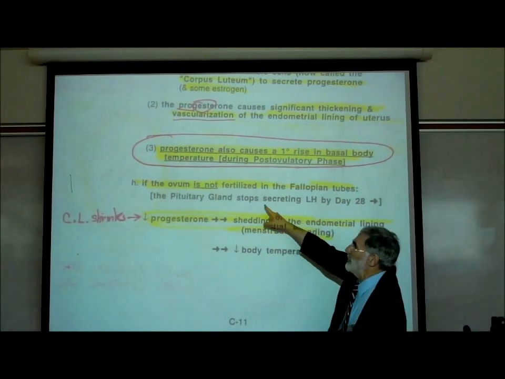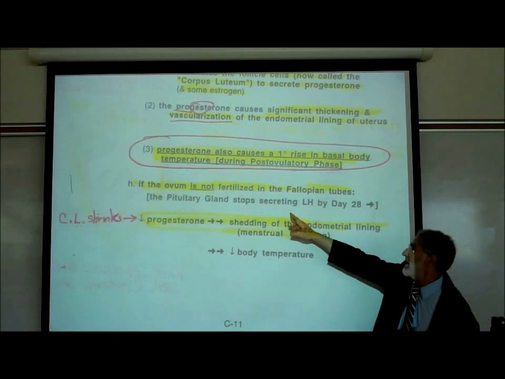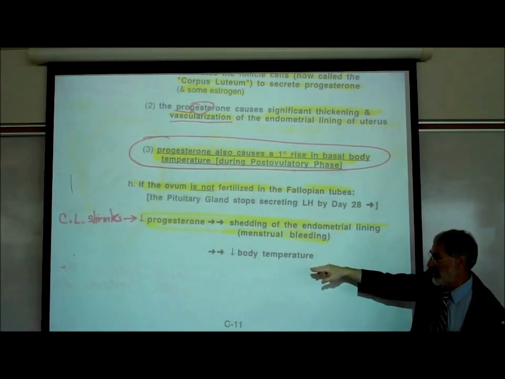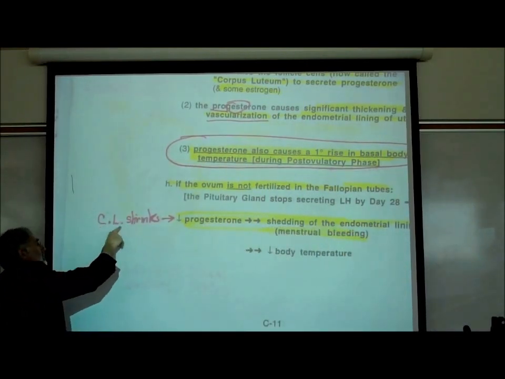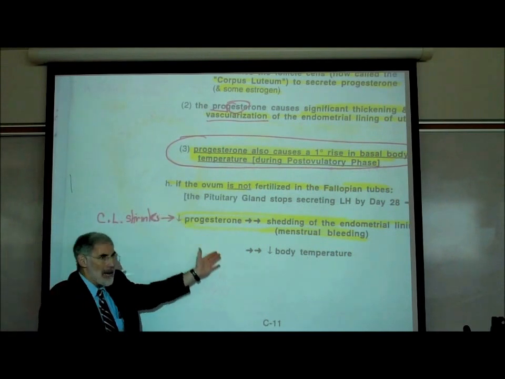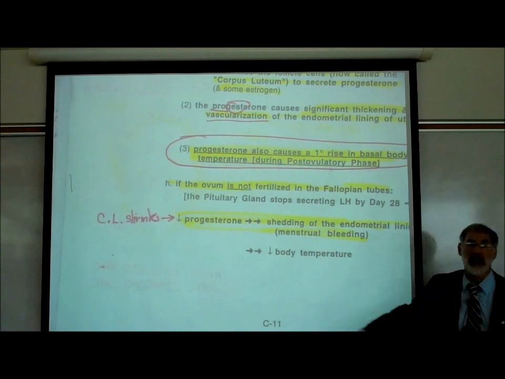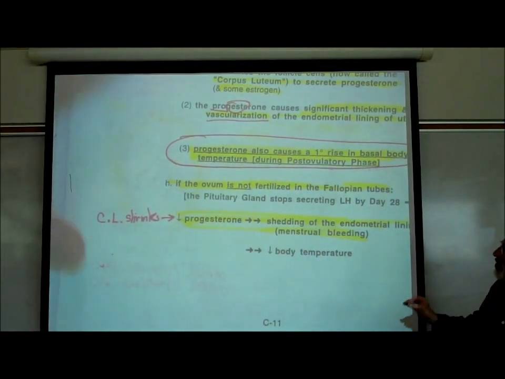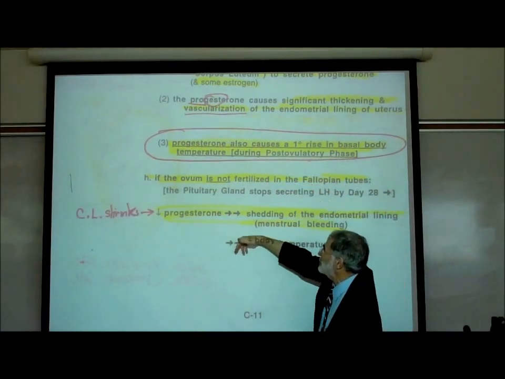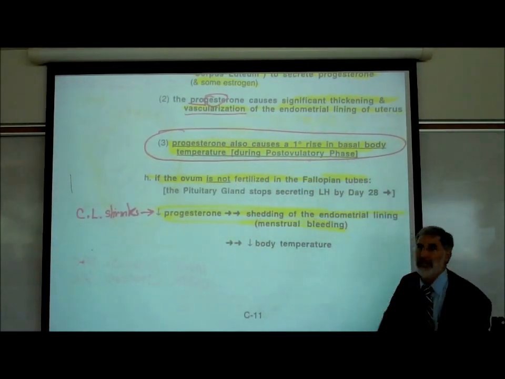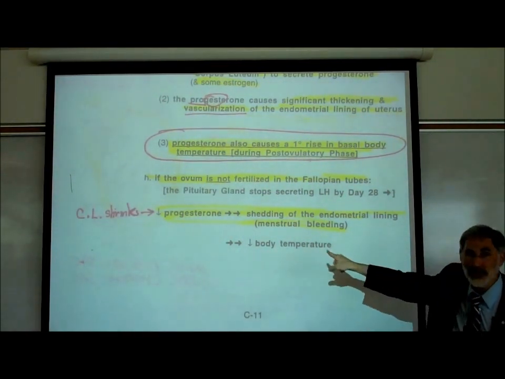if an egg is not fertilized, the woman didn't get pregnant. The pituitary gland stops secreting LH by around day 28. I added right here, the CL, the corpus luteum, shrinks, and there's a drop in the progesterone hormone level, and that leads to shedding of the endometrial lining and also a drop in her body temperature. Know that sequence. Understand this drop in LH is what leads to the drop in progesterone, which leads to menstruation. There's a sequence, and I've just shown it to you.